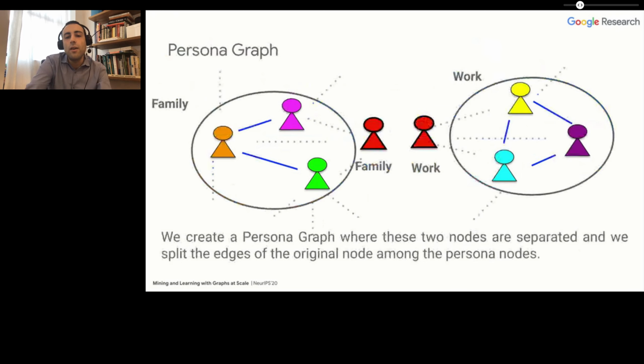And so now you have that these two nodes have essentially separated these two communities, because they are no longer connected, as we no longer have a single node, but two nodes. Of course, if a node is part of more than two communities, we will create more than two persona nodes. And if a node is part of a single community, there would be only one node. This is done automatically by using a graph clustering algorithm at the level of the ego network.